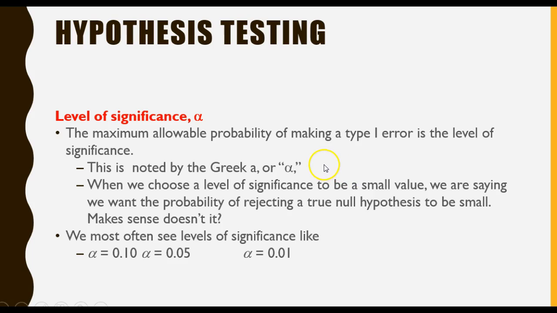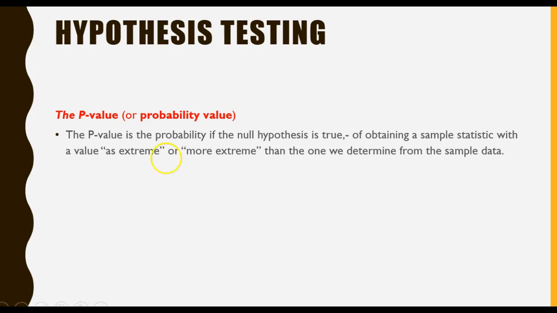Then we've got the level of significance, noted by the Greek letter alpha. That is the maximum allowable probability of making a type 1 error, and it's the level of significance. When we choose this level of significance to be a very small value, we're saying we want to make the probability of rejecting a true null hypothesis to be very, very small. Makes sense, doesn't it? Most often we see levels of significance of 10%, 5%, 1%.